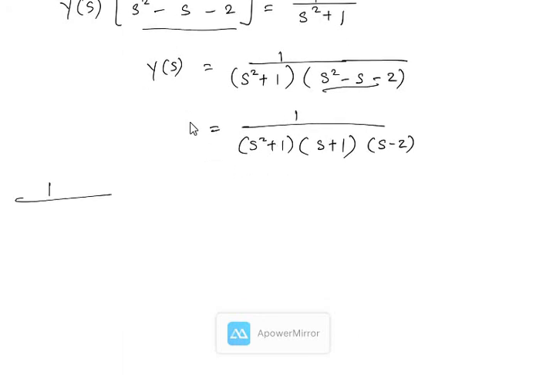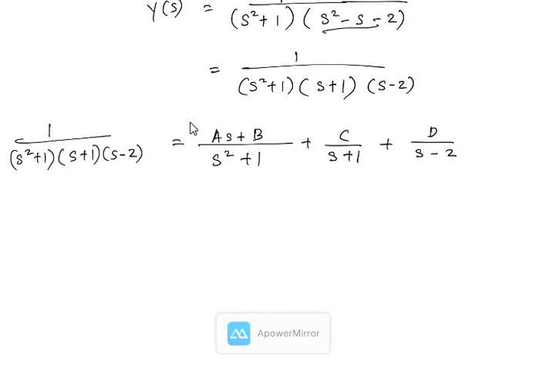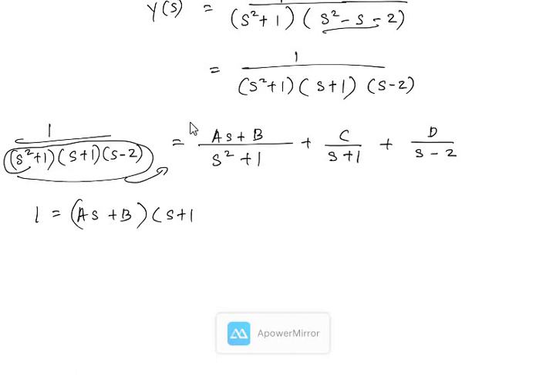So 1 over s squared plus 1 multiplied with s plus 1 multiplied with s minus 2, we can split into as plus b, divided by s squared plus 1, plus c over s plus 1, plus d over s minus 2. So here is 1 equal to, we multiply this one, we move to the right hand side. Okay, so we have as plus b. We have s plus 1. We left s plus 1, s minus 2 because the s squared plus 1 can be cancelled out.